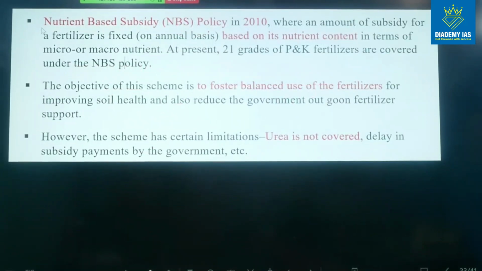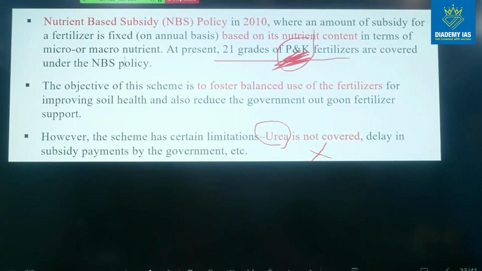Then we came up with the nutrient-based subsidy in 2010, where the amount of subsidy for a fertilizer is fixed on an annual basis based on its nutrient content. At present, there are 21 grades of P and K fertilizers covered under this nutrient-based policy. So this is for P and K. Urea is not covered over here. As I told you, people are overusing urea. That is why this nutrient-based scheme is being promoted, so that only the fertilizer which is required will be given to you, and the subsidy will be given on that only. You will not be given the urea.